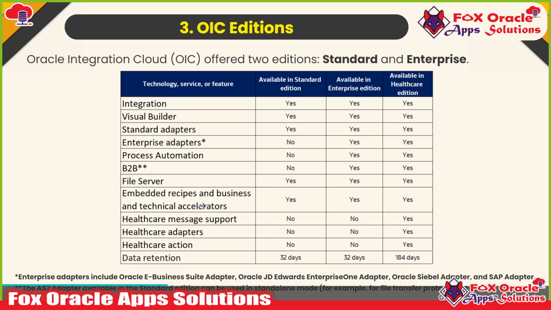And there is one question which is going to be asked in the OIC certification exam. They are asking about the services available for enterprise editions and so on. So obviously you can see here, right? PCS is not available in the standard edition. And there is one more: the enterprise adapters are also not there in the standard edition. So if you follow these tables and have a look, that kind of question is going to be asked in the OIC certification too.